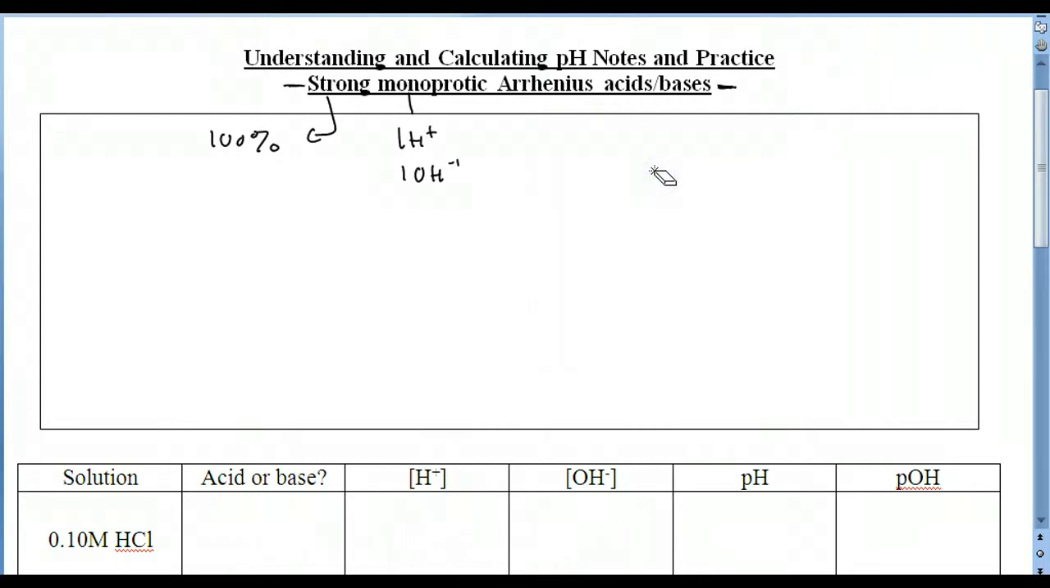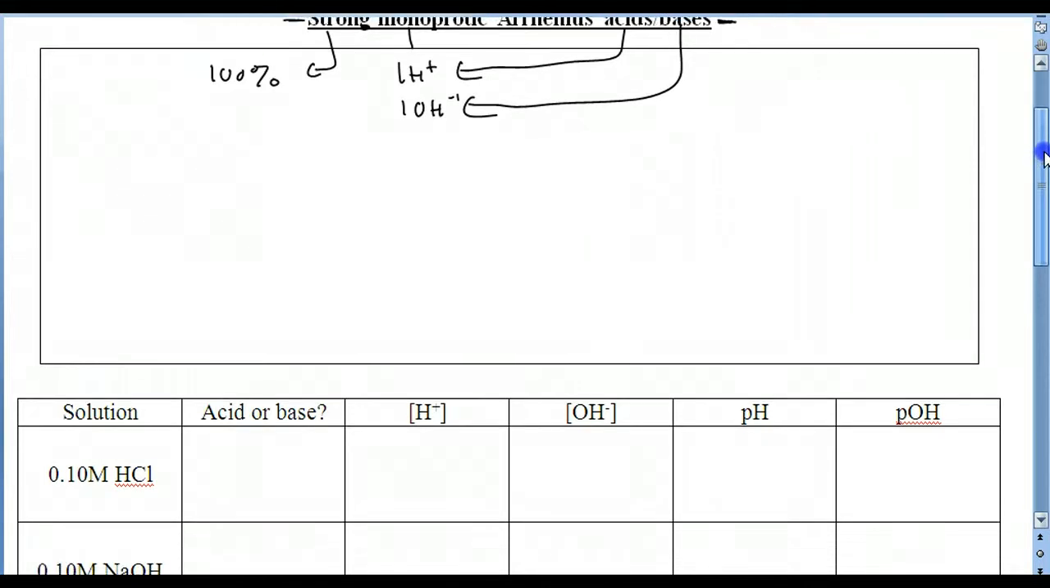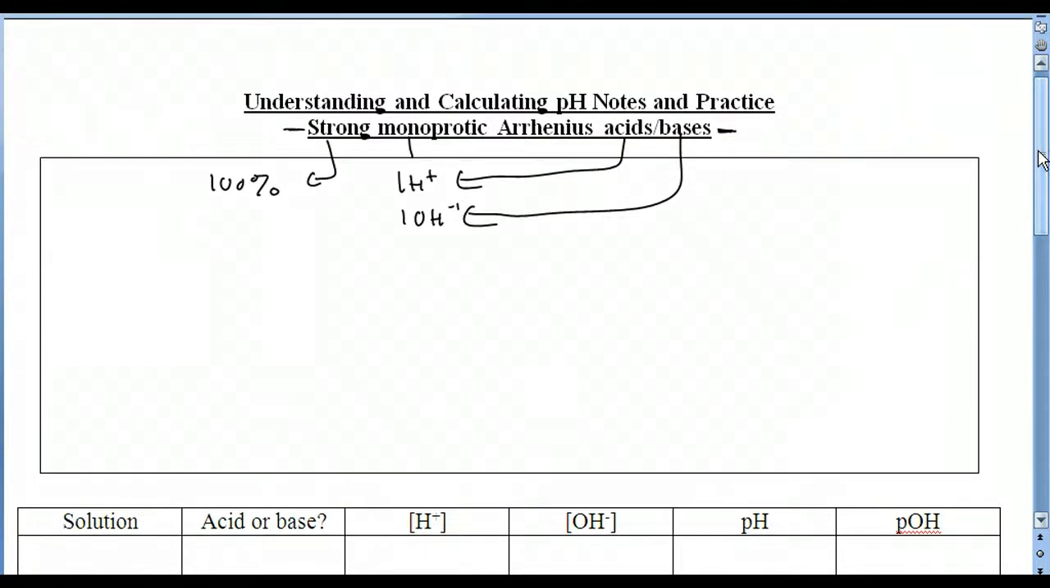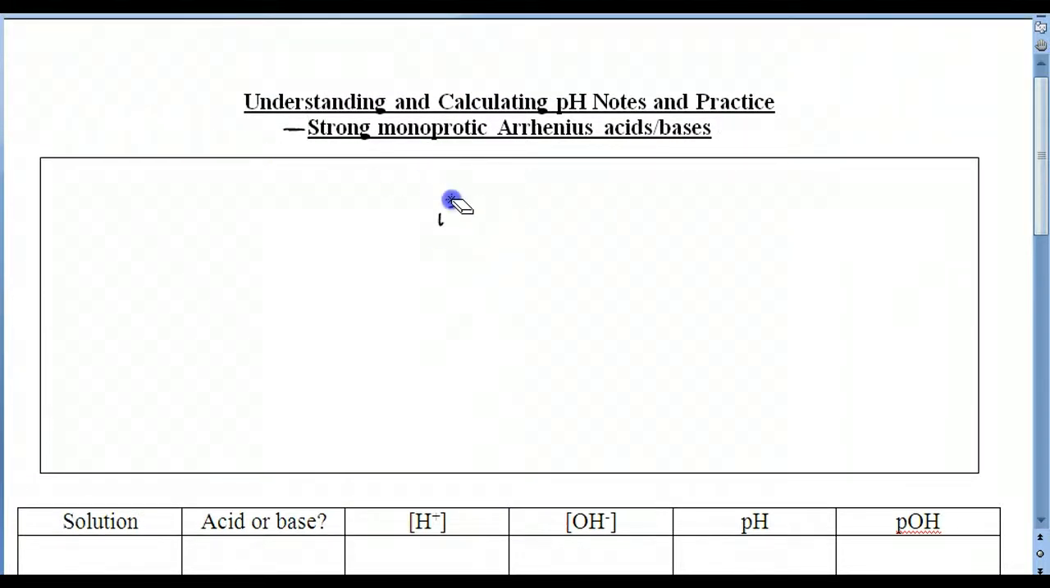Arrhenius acids and bases mean H pluses and OH minuses. That's what we're going to be focusing on, specifically hydrochloric acid and sodium hydroxide. So we need a list of equations to work with, and then we'll do a couple of the rows.